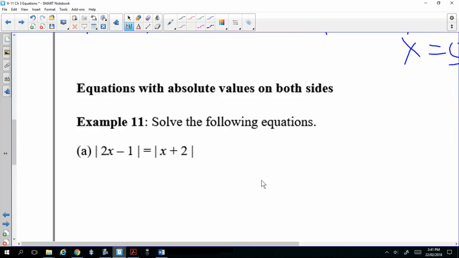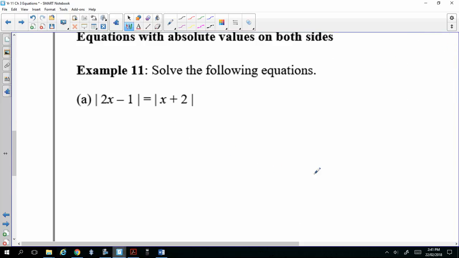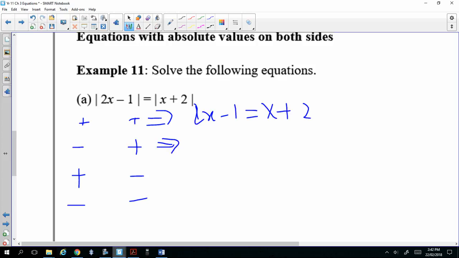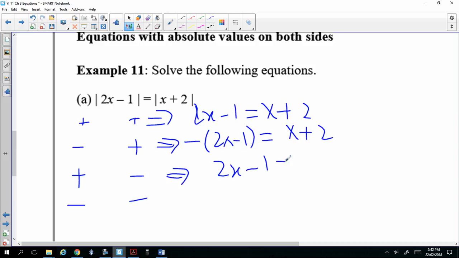What if you have absolute values on both sides? Would that be more cases? Let's see how that works. You could have both positive, or one negative and one positive, or one positive and one negative, or both negative. So that translates to 2x minus 1 equal to x plus 2. That translates to negative 2x minus 1 equal to x plus 2. And that translates to 2x minus 1 equal to negative x plus 2. And both negative, like that.